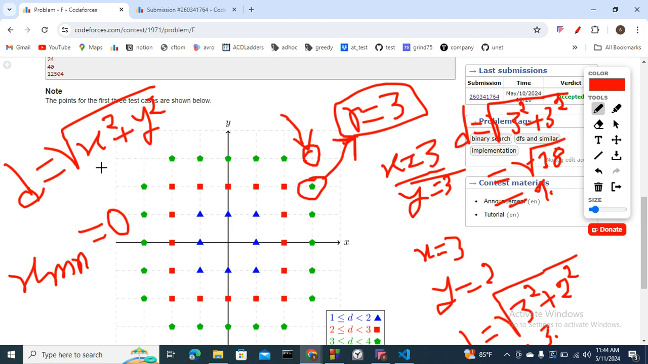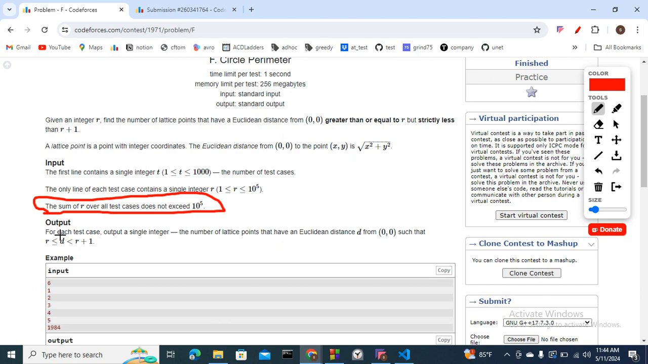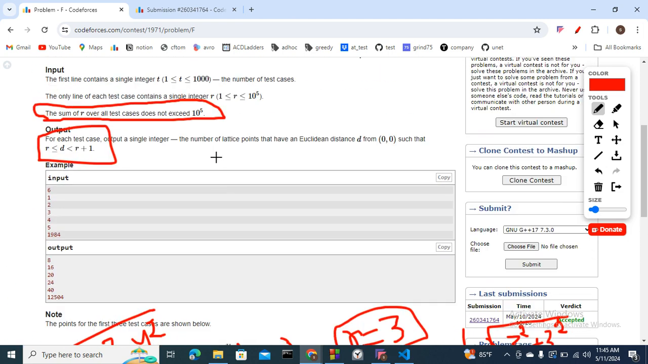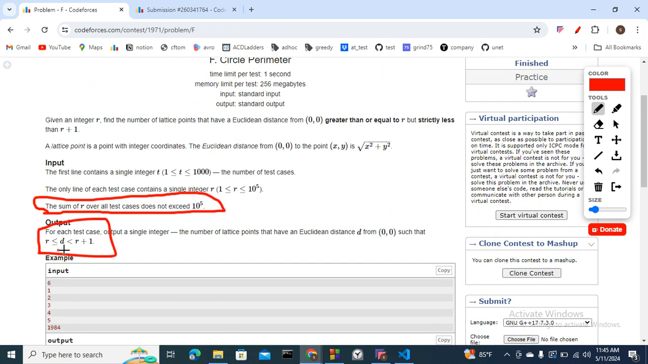If we consider x to be 0, then to satisfy this condition, y has to be r. Why r? Why not r plus 1? If we consider r plus 1, then r plus 1 square, so d becomes r plus 1, but d must be less than r plus 1.